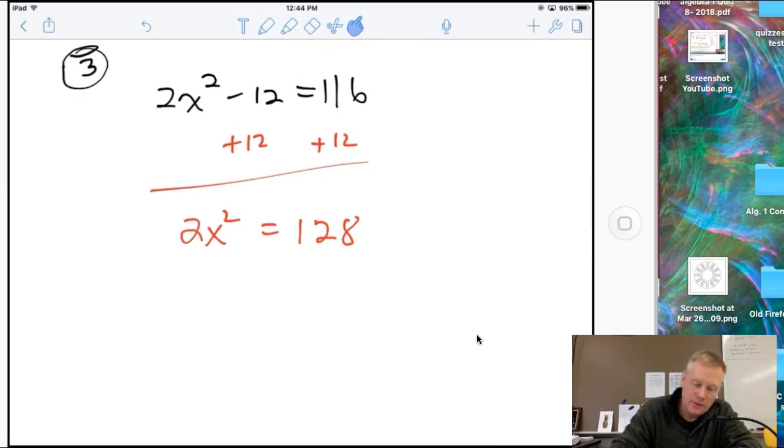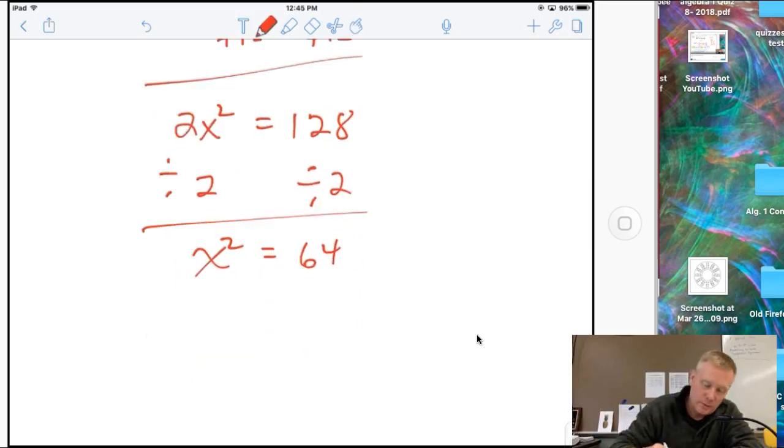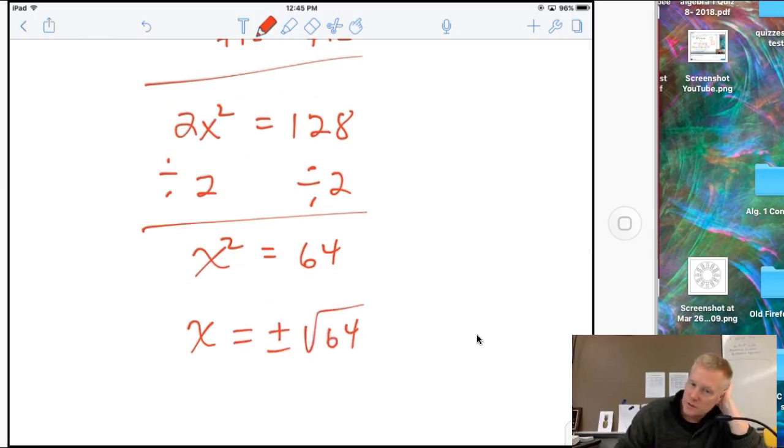Now I can get rid of that 2 by dividing, because that's 2 times x squared. The opposite of multiplying by 2 is dividing by 2. And I get x squared equals 64. And I'm almost there now. Now I can take the square root of both sides and take the square root of 64. And the square root of 64 is 8.